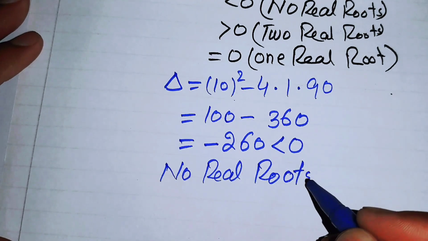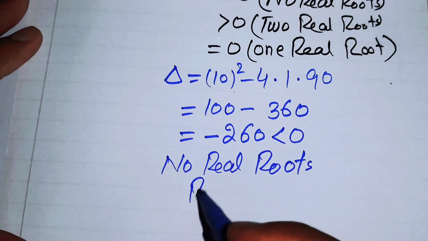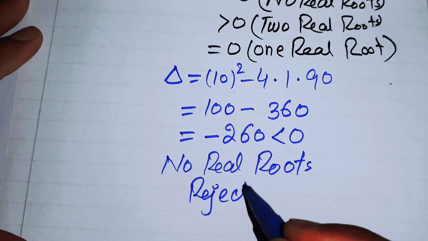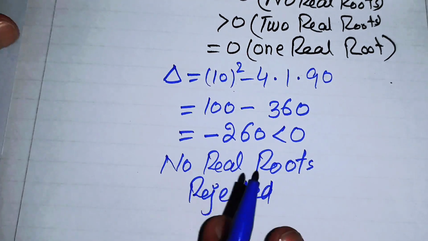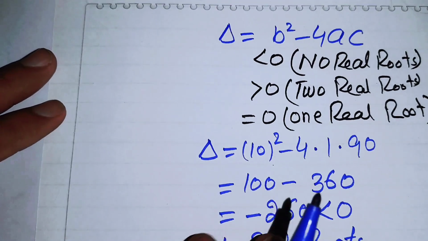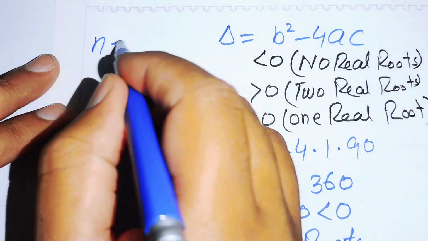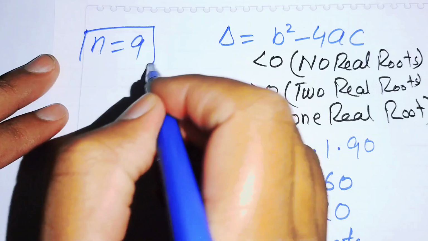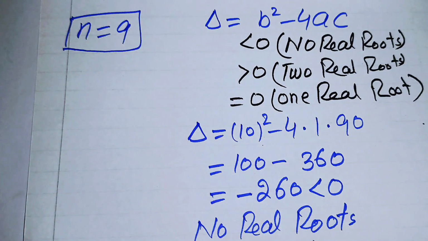So if there are no real roots, then we reject this case, and we have only one solution of the given equation, which is n equals 9. So this is our one solution.